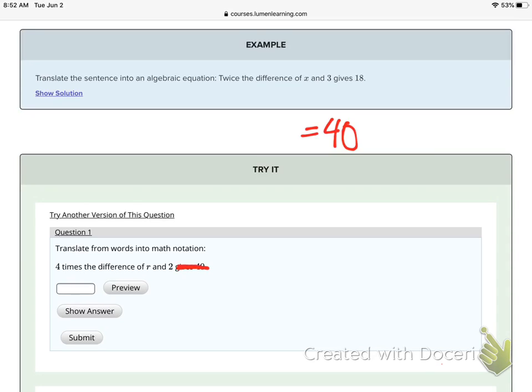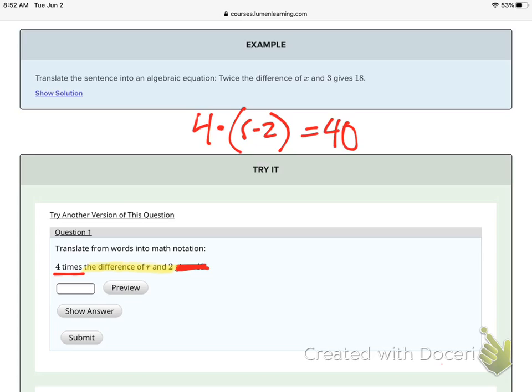So now we've eliminated that part, and I'm going to cross it out of our words. Because look, we already dealt with it. 4 times, hey, that already tells us exactly what we're doing. We're doing 4 times something. Now we're doing 4 times the difference of R and 2. As we did that before, that's R minus 2, because difference means subtraction. Excellent. So we'd go about solving this the exact same way.